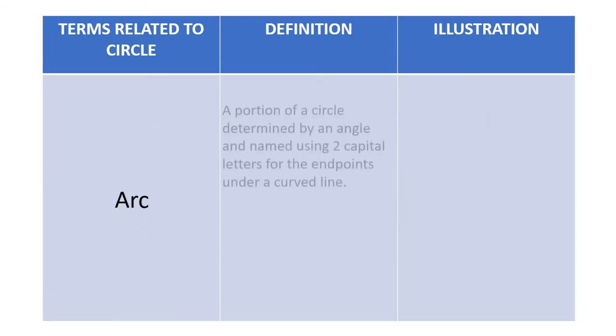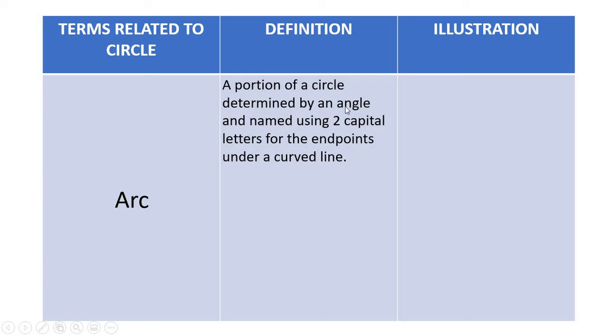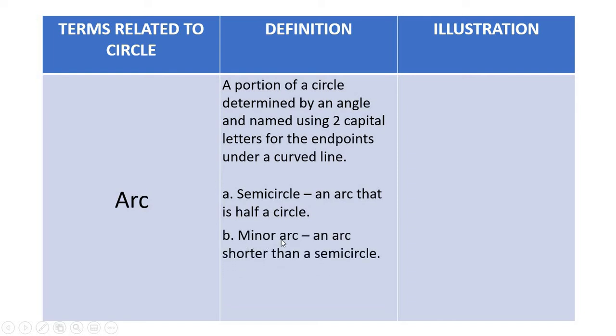Next is the arc. A portion of a circle determined by an angle and named using 2 capital letters for the endpoints under a curved line. First, we have the semicircle, an arc that is half a circle. Okay? Tandaan lang yan. And then, minor arc, an arc shorter than a semicircle. So, mas maliit yung minor arc semicircle. And we also have what we call the major arc, which is an arc that is longer than a semicircle.